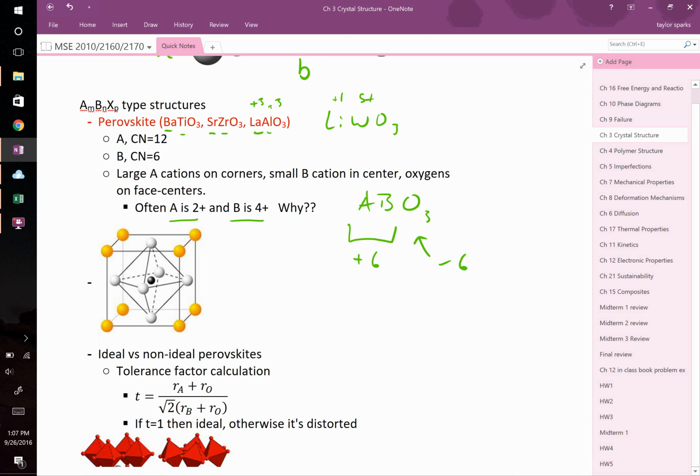Why is this structure so common? Because it can fit big and small, right? And atoms are all sorts of different sizes, and the likelihood of having something that's the exact same size for both of those is not as common.